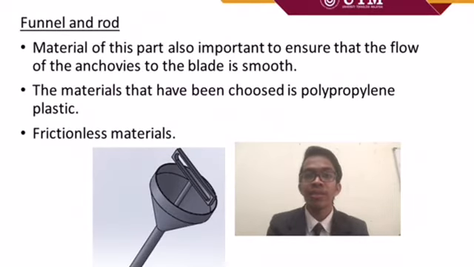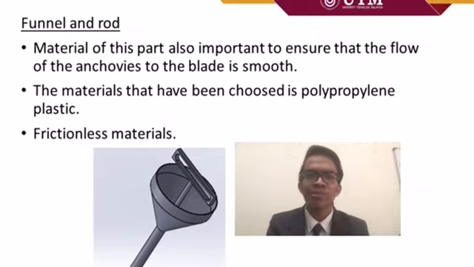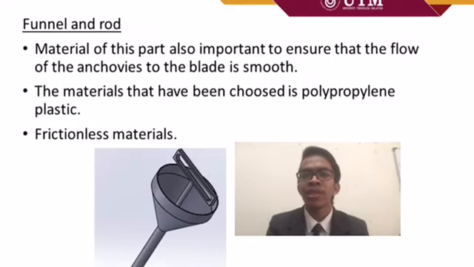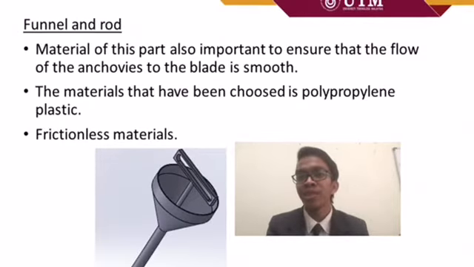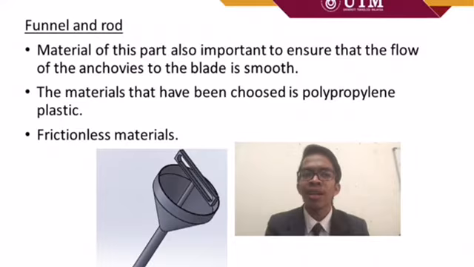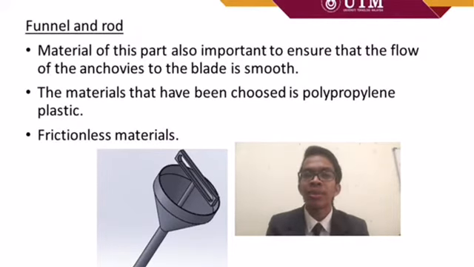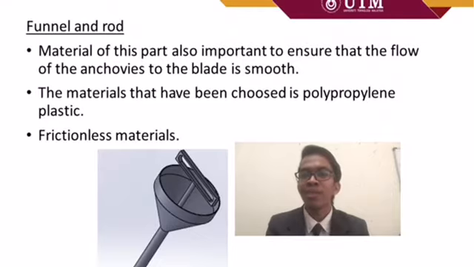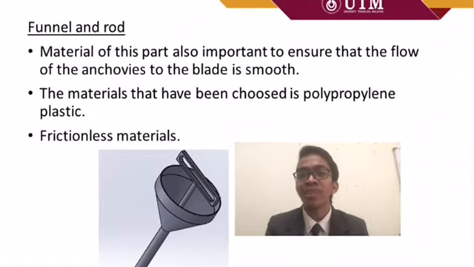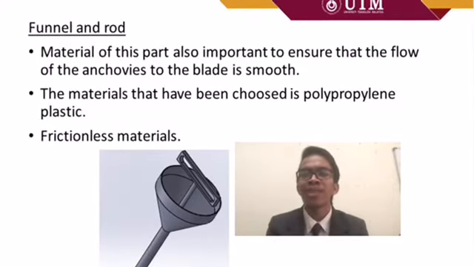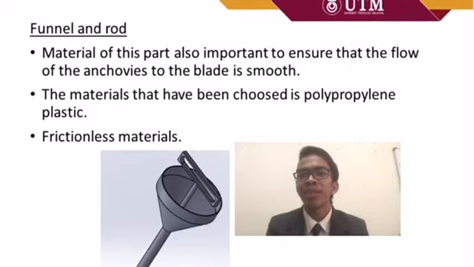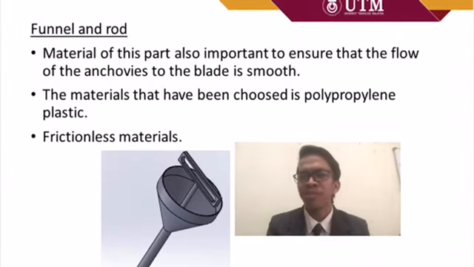Then the funnel and rod mechanism. The material of this part is also important, to ensure that the flow of the anchovies at the narrow part of the funnel to the rollers and blade is smooth. So the material that I chose is polypropylene plastic. This material is frictionless. Even though sometimes there may be free-falling anchovies in the narrow part of the funnel to the blade, it is also important for us to choose frictionless materials for this feeding mechanism.